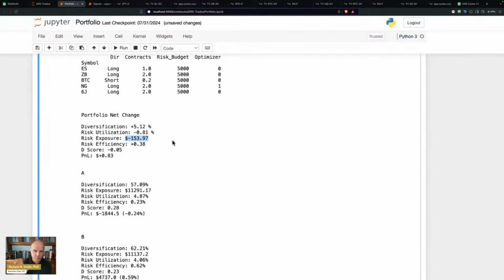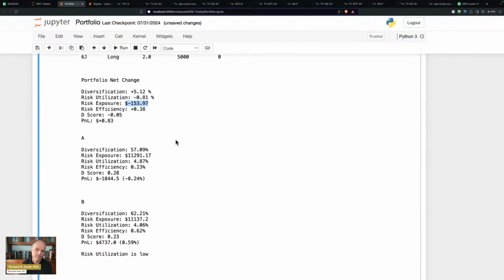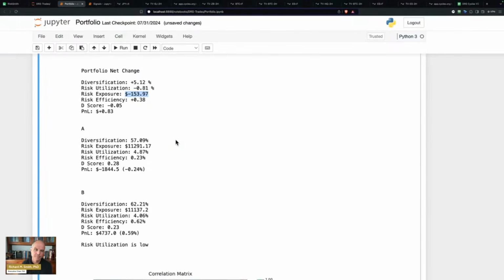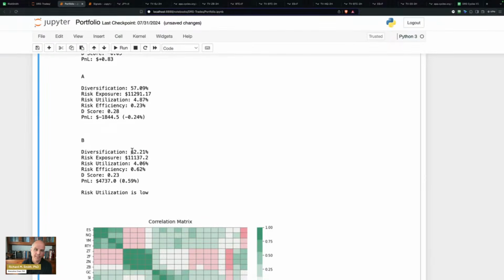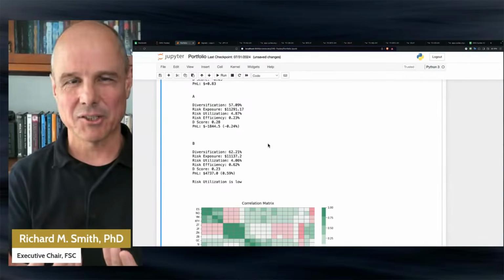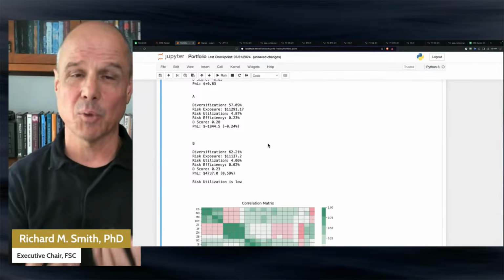Okay, our target exposure is about $5,000 per trade. And we lowered our risk exposure. So now portfolio B has 62% diversification and $11,000 of exposure. So that is the way that I put together my portfolio of trades, that I get free exposure in the markets, and that I make sure that I have a diversified portfolio of bets.